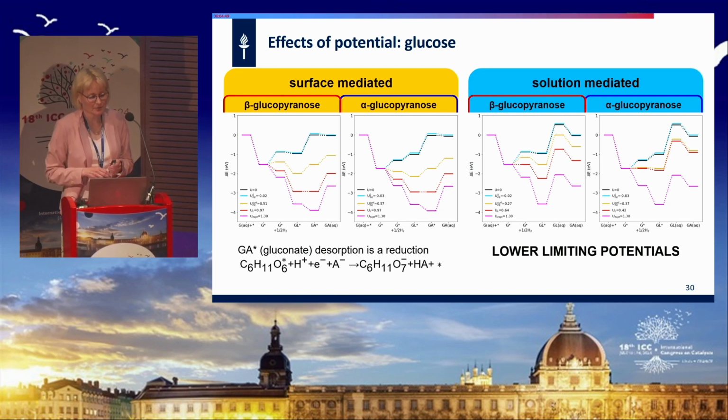And now we see that in the surface case, the limiting potential is about 1 volt for each case. Whereas in the solution phase, we have much lower limiting potentials. It varies a little bit between the 2 tautomers. It's either 0.64 or 0.42. So it looks like the solution phase is thermodynamically more favorable.